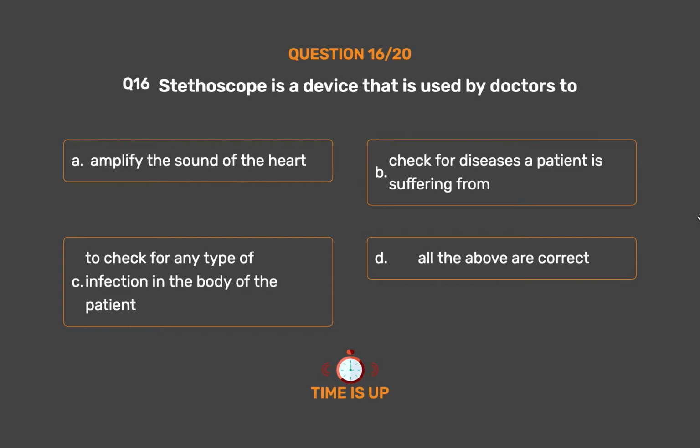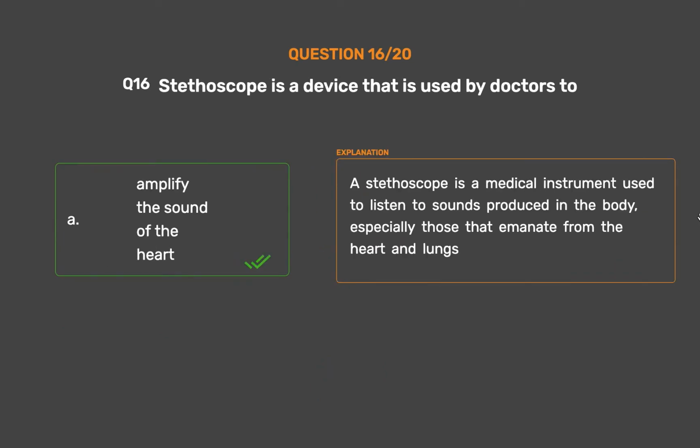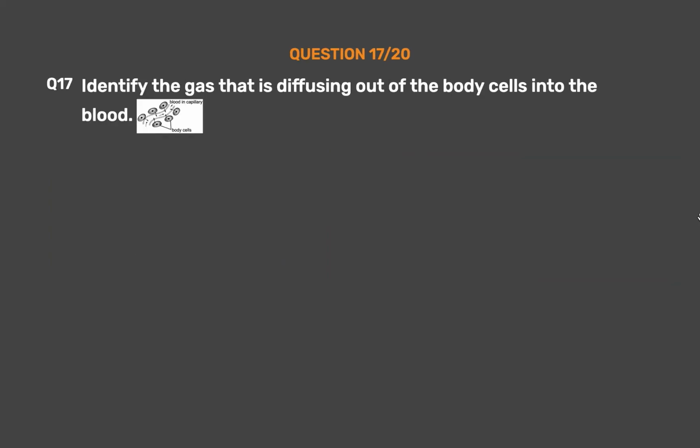The correct answer is option A. Amplify the sound of the heart. A stethoscope is a medical instrument used to listen to sounds produced in the body, especially those that emanate from the heart and lungs. Question number 17. Identify the gas that is diffusing out of the body cells into the blood.